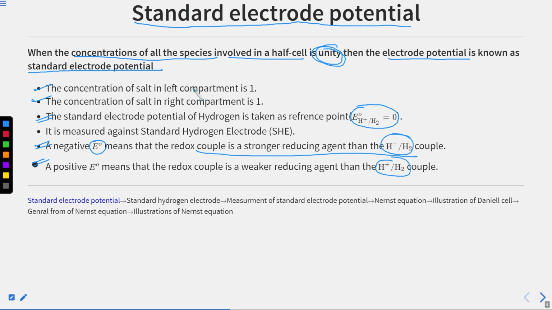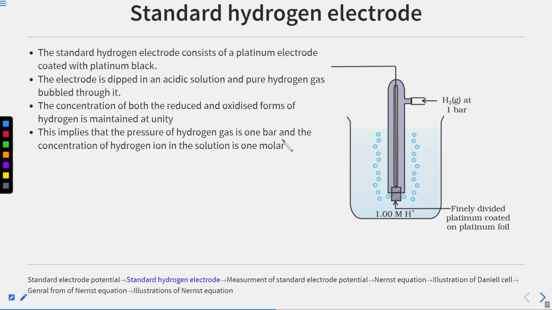And I have told you that we are taking hydrogen on one side, and on the other side we are taking the metal whose electrode potential we want to consider. But how do we take this hydrogen? That we'll see in the next slide. So we take a standard hydrogen electrode. We'll see in more detail what the standard hydrogen electrode is. So this is our standard hydrogen electrode that we should take.